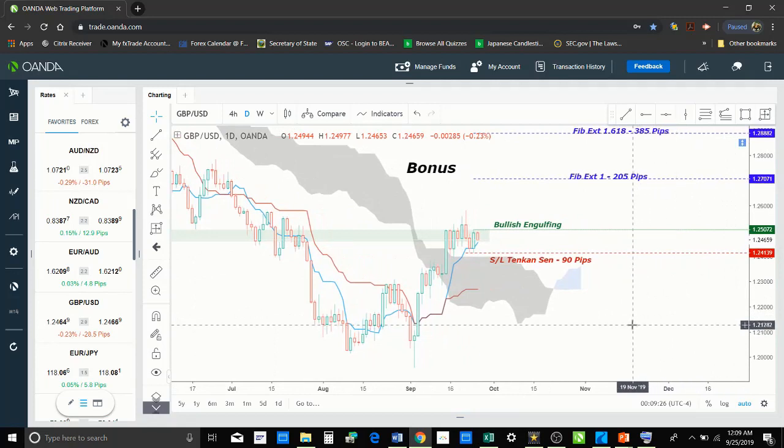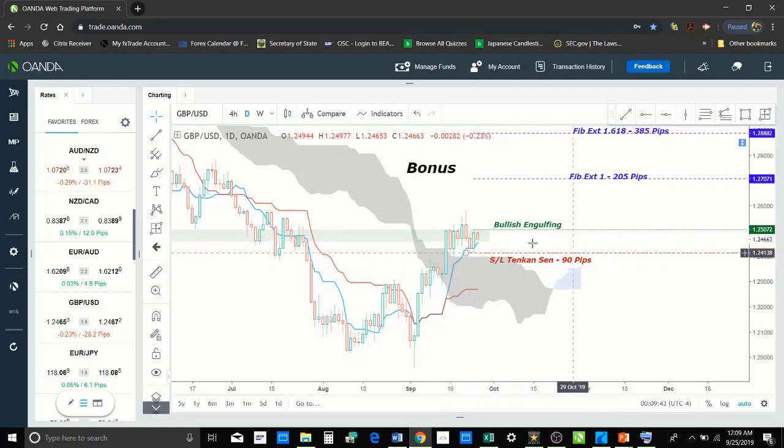Pound USD was actually a bonus pair. I wasn't actually looking to even trade in this pair. However, we rejected Kijun-sen right here. We had a bullish engulfing candle, so I would have set an entry at the top of this candle. I had a stop loss set down here.